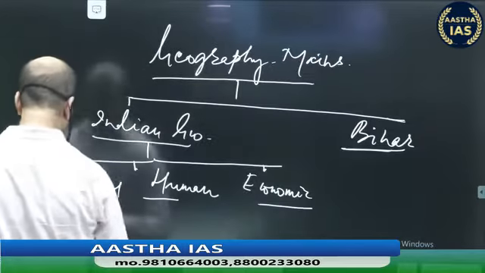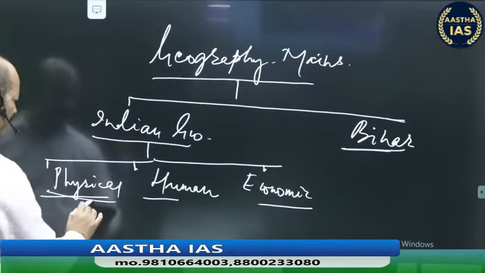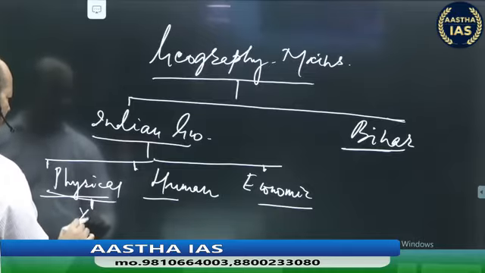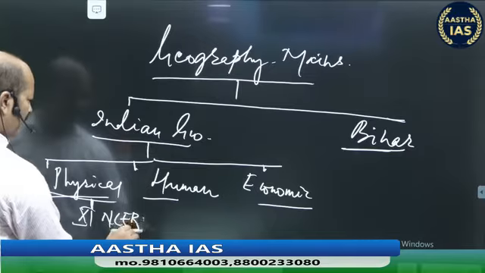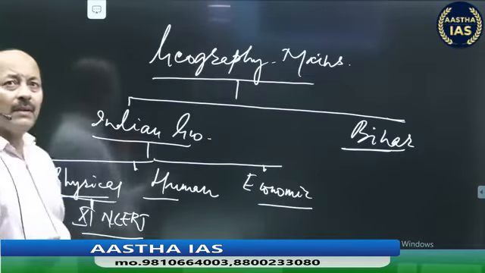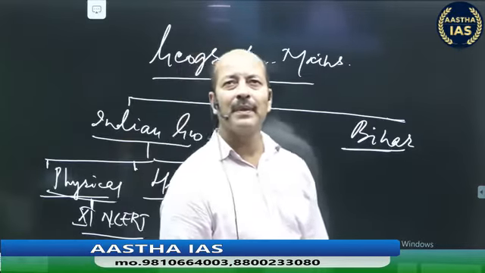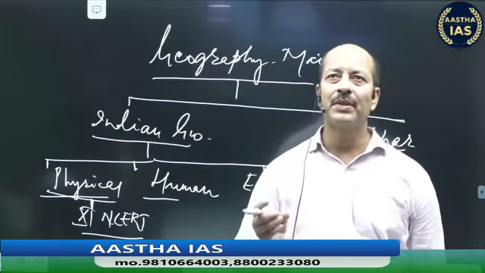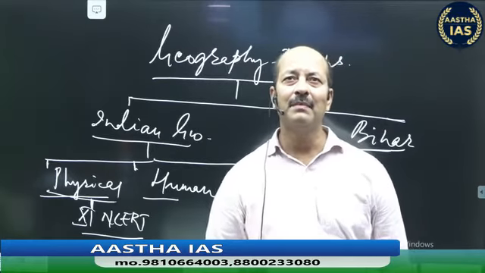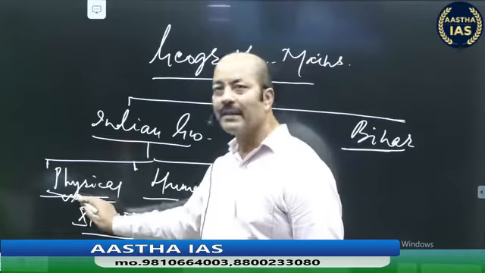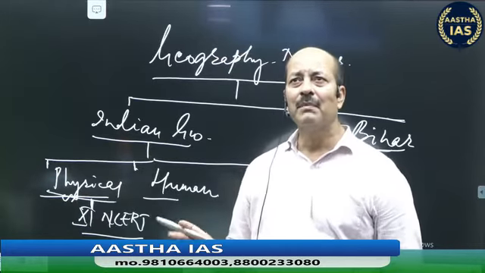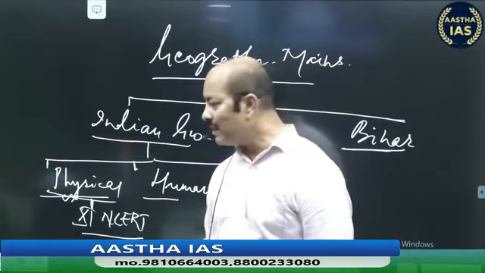So for physical geography, we have the book that is class 11 NCERT book. So all the topics of physical India, we have physiography, drainage, climate, vegetation, soil. They are the part of physical India. Got that? So we'll complete from class 11 NCERT book.